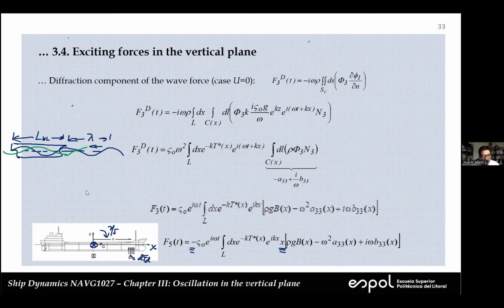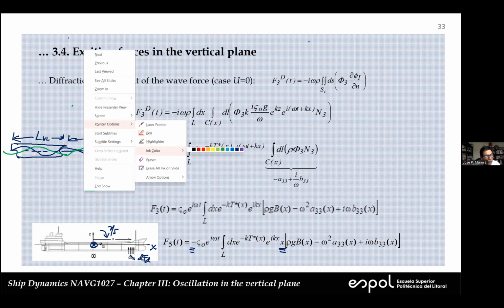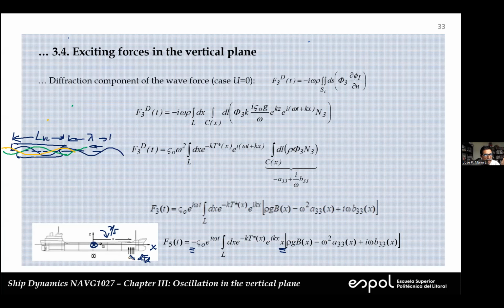Let me change color again. Similarly, if we have the opposite situation, for example, something like this. You have a low draft in here, so probably you will have a component which points downward. So you will probably have a negative value of that. So that's what you should try to do.